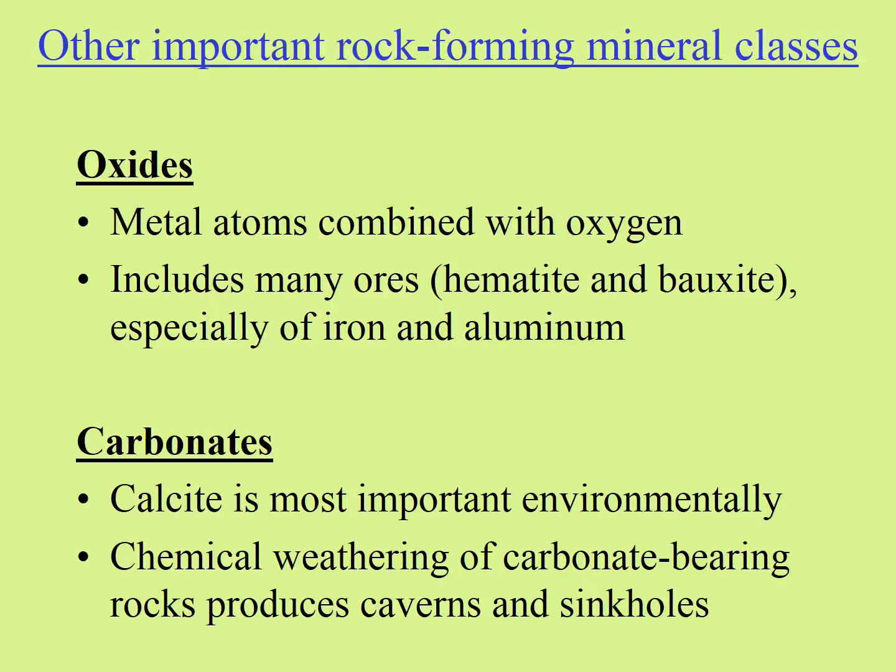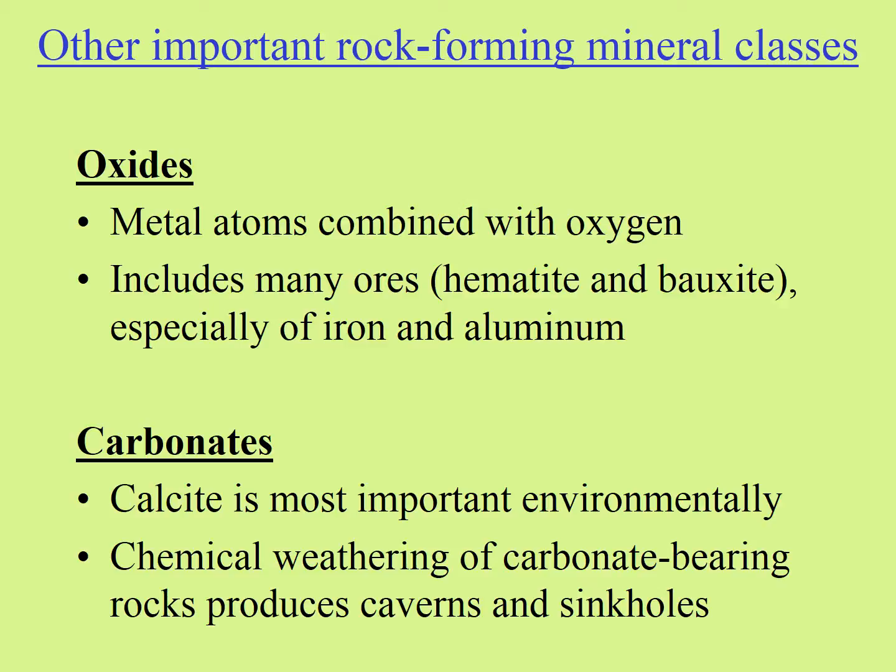There are other important rock-forming mineral classes we need to consider, and the first of these is oxides. Oxides form when we have metal atoms combined with oxygen. These constitute many ores that we use for mineral commodities, and these include hematite, which we can use to get iron to use for steel, and bauxite, which we can use to get aluminum. Oxides of iron and aluminum are the most common oxides that we find in Earth's crust.